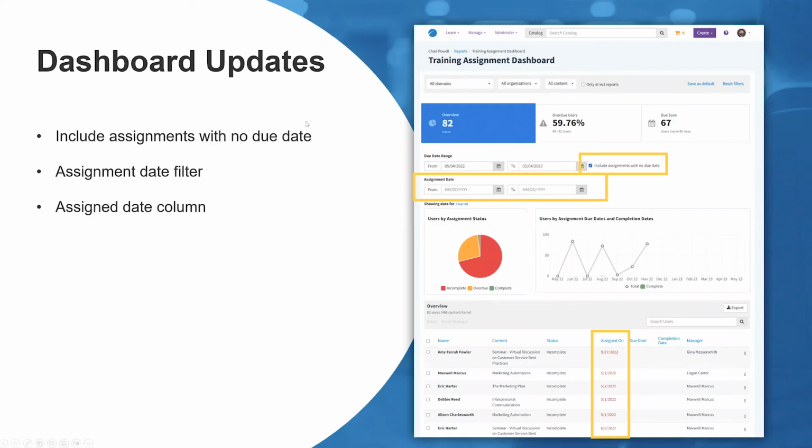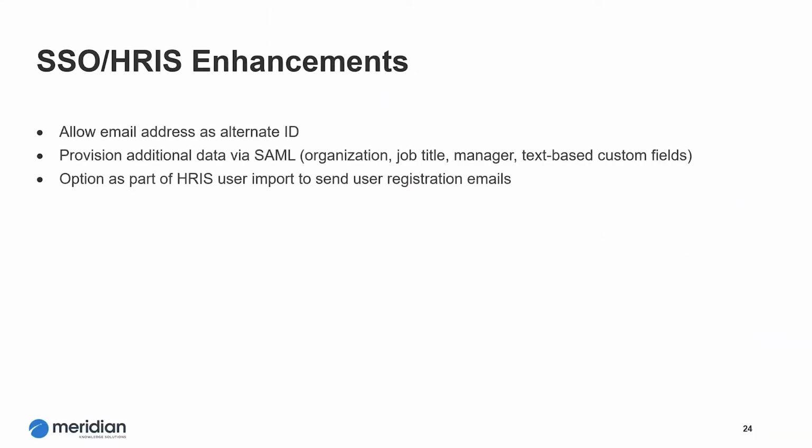And let's see, it looks like there's another comment that I'm going to get to in a second. Let me get to a couple of additional enhancements here. We did do some additional enhancements around HRIS and SSO, notably around SAML. If you're doing that type of authentication, we can include more data as part of that, perhaps as an alternative to having to import that information via HRIS. You can just do it via the SAML integration.